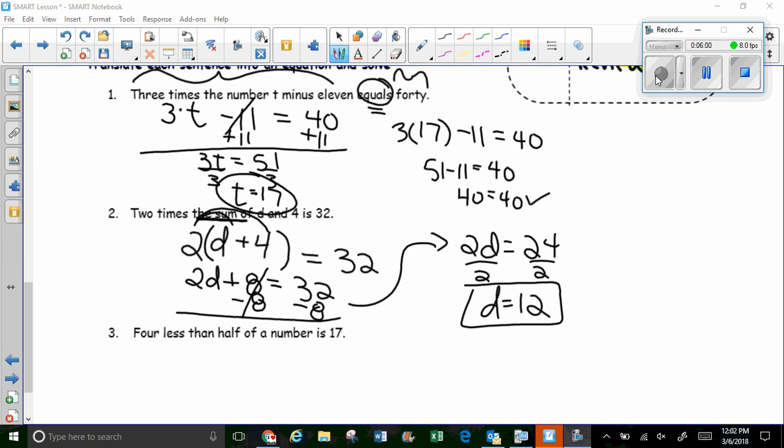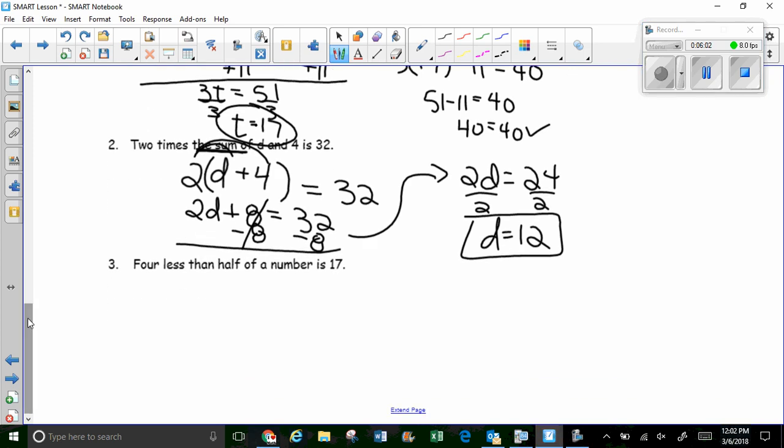Very good. All right, let's look at the next one. "4 less than." This is a huge phrase that we mess up a ton. So we want to keep in mind, we're going to save that until the end of that expression. So 4 less than half of a number is 17. I'm going to go ahead and write that part down.